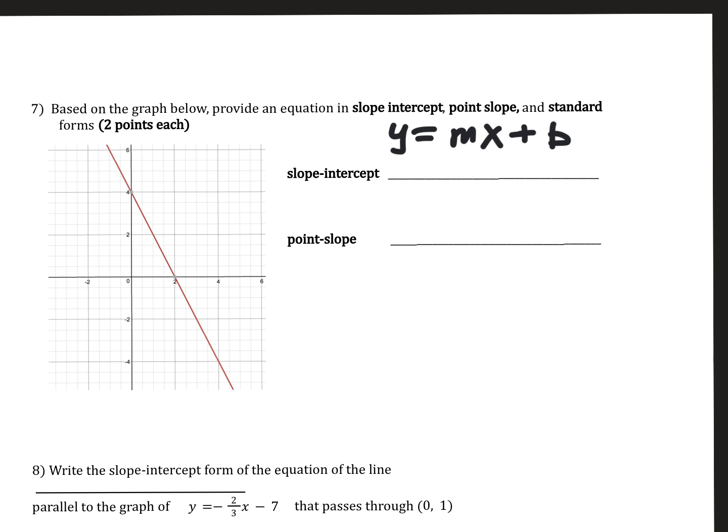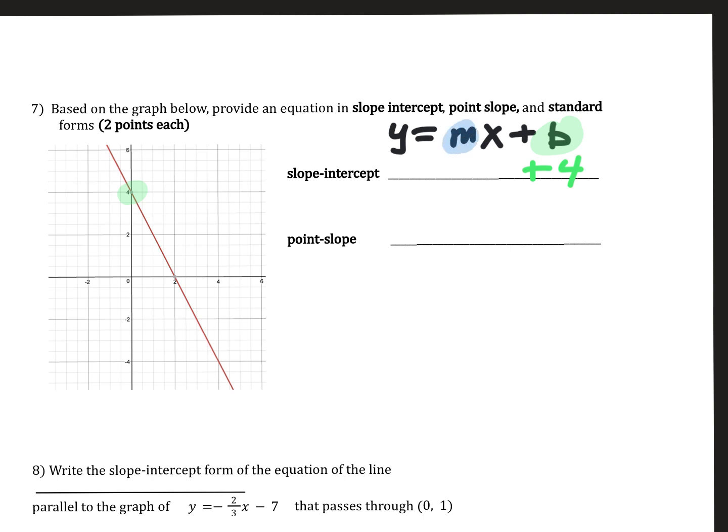Hey mathematicians, here's number 7. So slope-intercept form, as we know, is y equals mx plus b. B is going to be the y-intercept, which in this case is right there at 4. So we know that it's going to be plus 4.